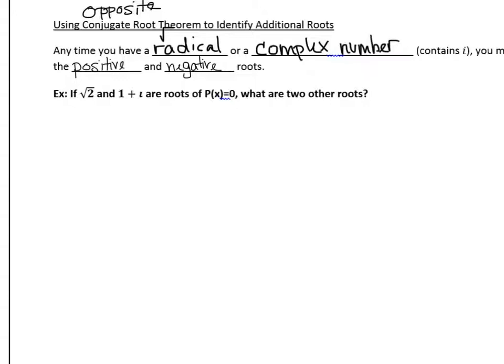So our first example says that the current roots are the square root of 2 and 1 plus i. Well, since we have a radical, we know we have an additional root. So if square root of 2, then that means we have the negative square root of 2 as well. Well, 1 plus i, that's a complex number, so we also have an additional root for that one, and that would be 1 minus i. Remember, we changed the complex part, not the regular number. And there's your 2 answers. And again, this is what we're going to be building on in class.